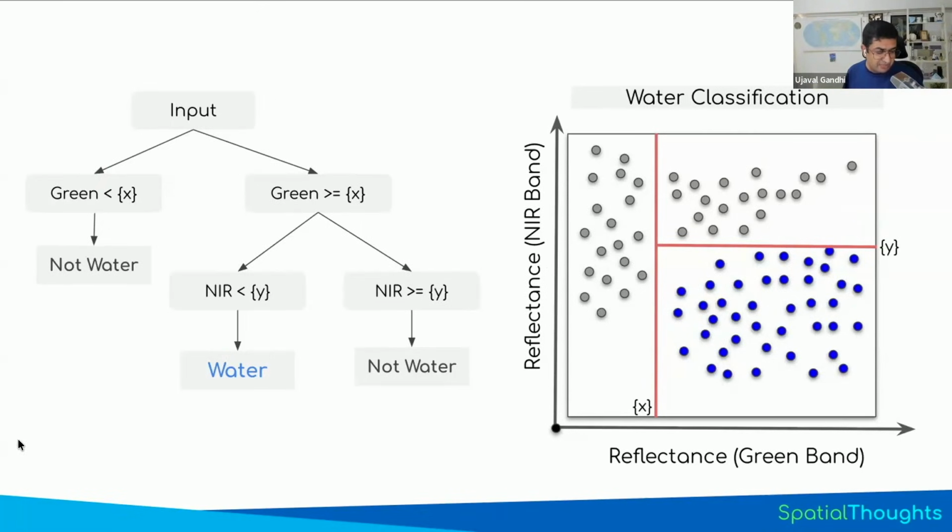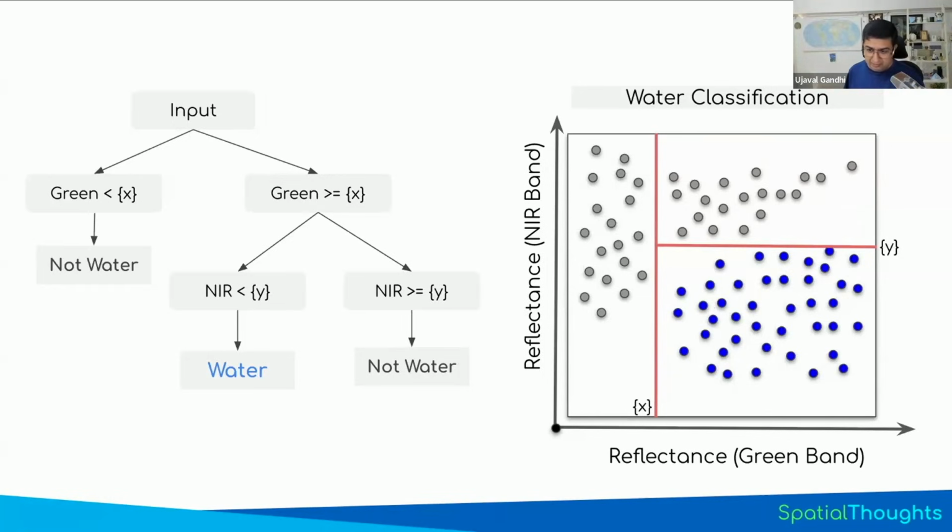The advantage of this method is, one, it's easily interpretable. You can actually see the trees. Even when you train in Earth Engine and you print your classifier, you'll be able to see what tree it has generated. So you can interpret how the model has learned. It also scales to many different classes, many different parameters, and is quite easy to use.